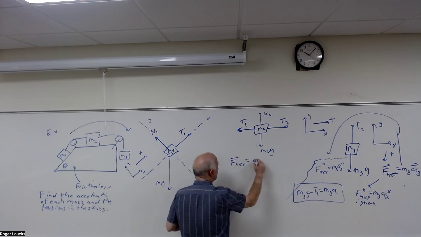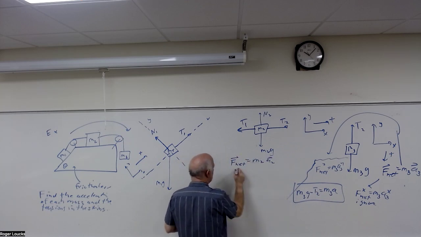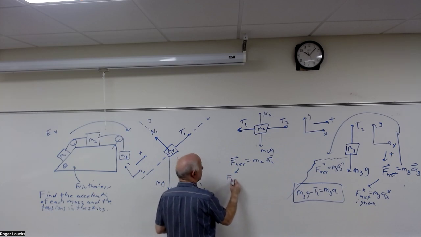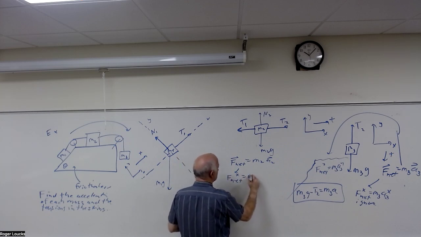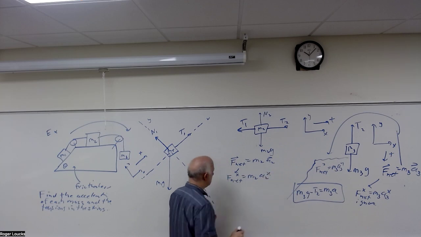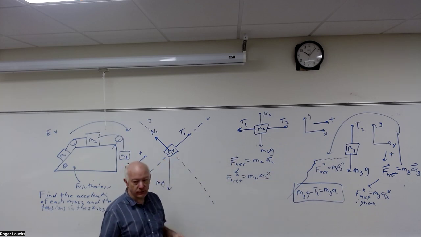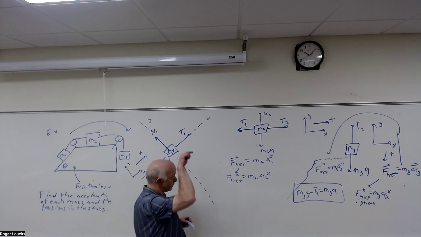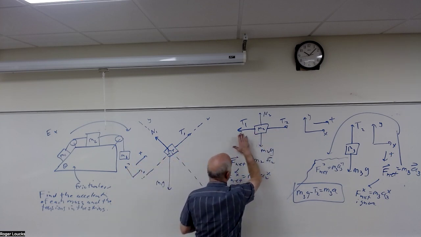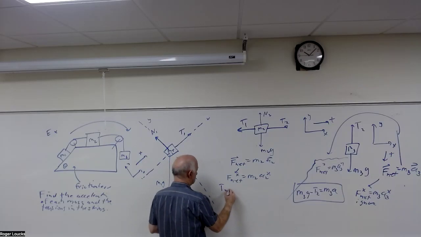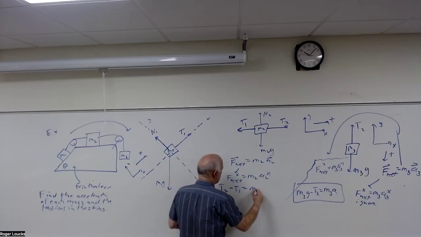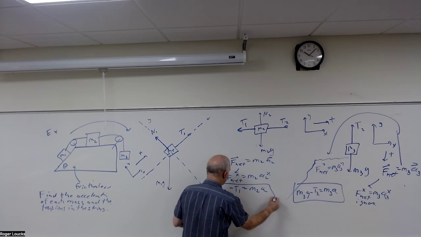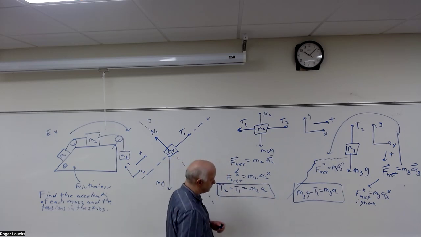F net equals M2A2. I'm just going to look at the X equation here because I want to finish this before the class ends. What are all the forces in the X direction on my friend over here? T1 and T2. Okay, so how do I write it? T2 minus T1. Yeah, going this way is positive, so it's this tension minus this tension, equals M2A.